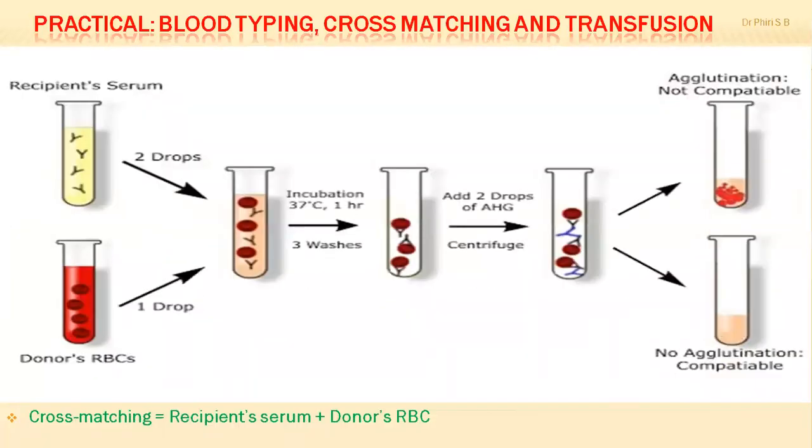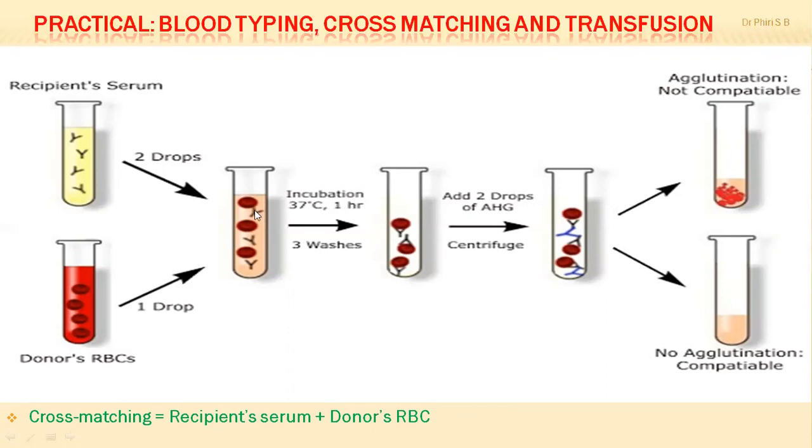Okay, so this is cross-matching, the way it's done in the lab. So you have the recipient serum that is mixed with donor's red blood cells. So you get the serum where you have antibodies, and then you get the red blood cells. You mix 2 drops of the serum with 1 drop of red blood cells from the donor. If these antibodies are specific for the antigen that is found within these red blood cells, they are going to attach. But if they are not specific for this antigen, there will be no antibody-antigen complex formed. Then you do the washing 3 times, and then you incubate at 35 degrees Celsius for 1 hour.